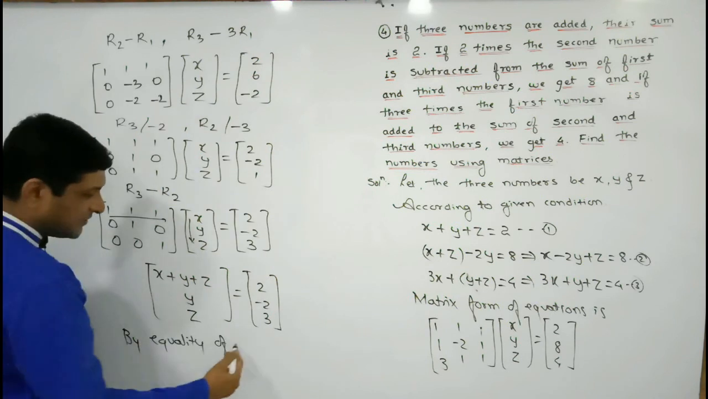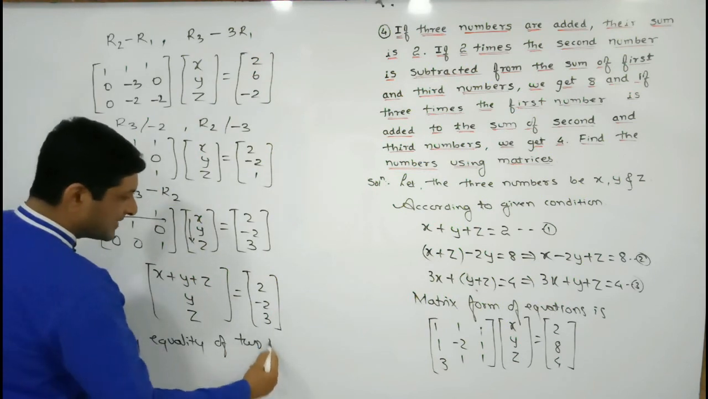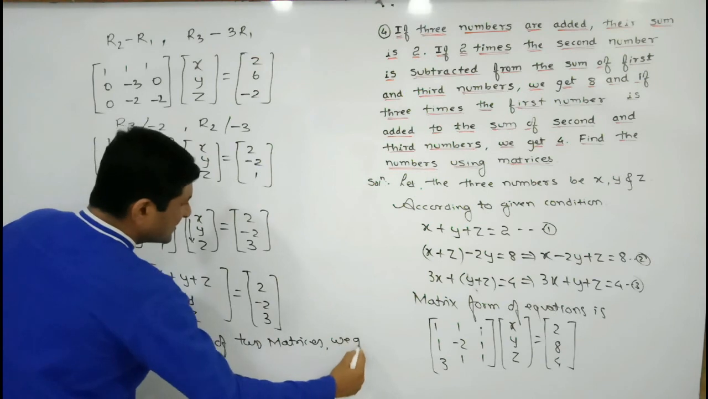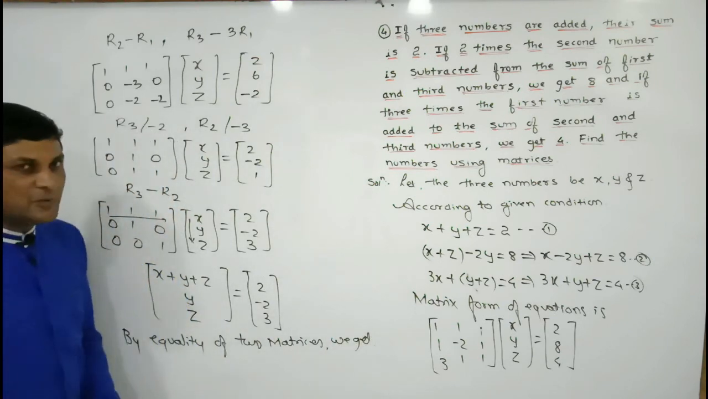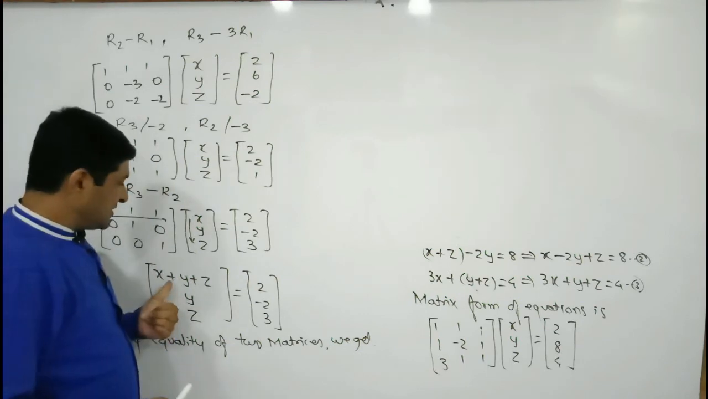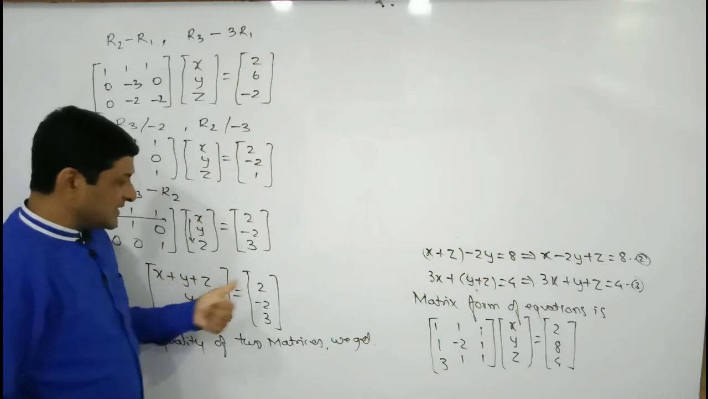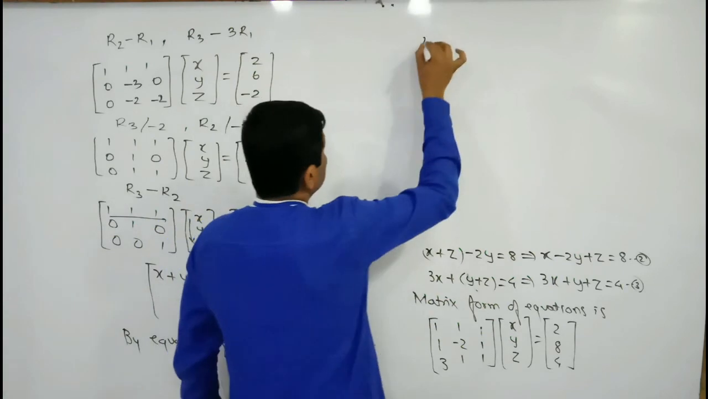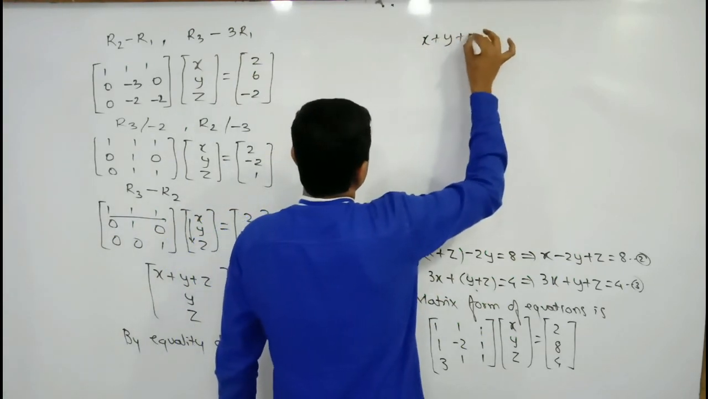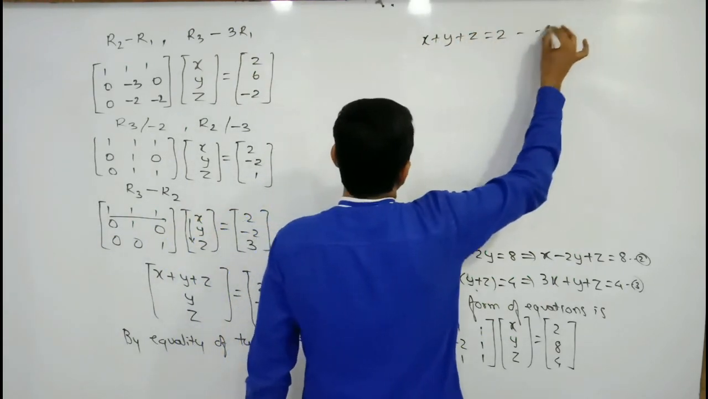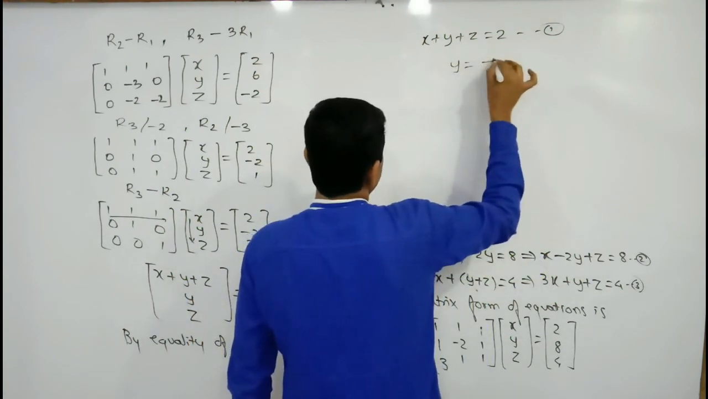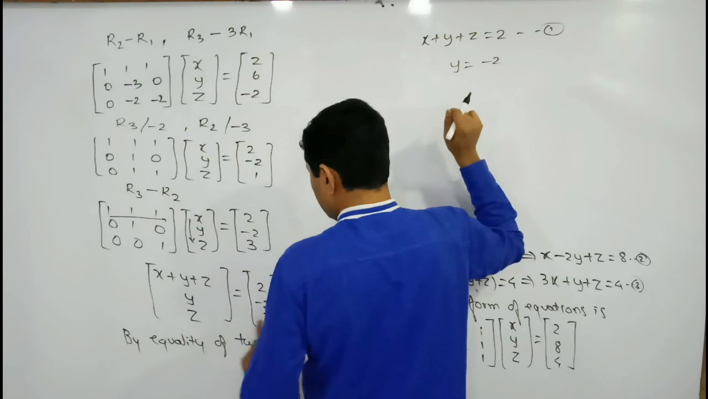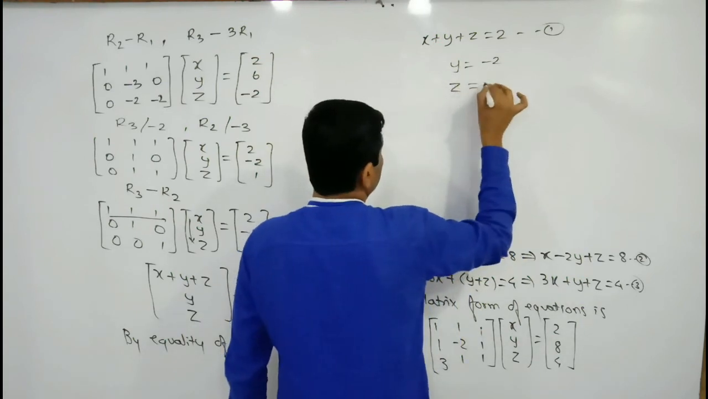By equality of two matrices we get the following. Let us see what result we will get applying the definition of equality of two matrices. First equation: x plus y plus z is equal to 2. Let us denote it by equation first. Then y is equal to minus 2, and z is equal to 3.